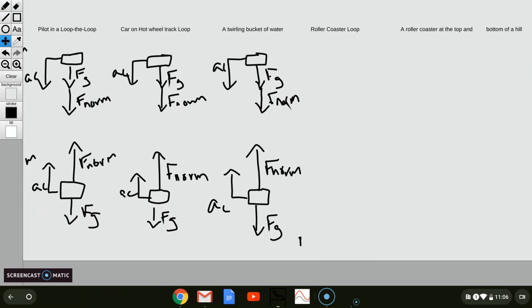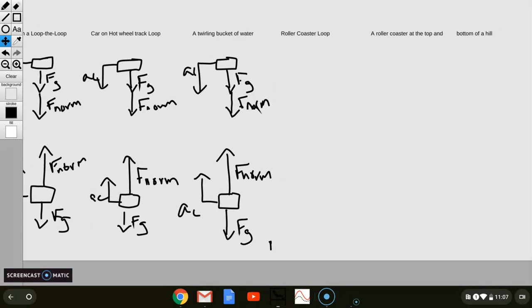All right, we got two more. We've got a roller coaster loop and a roller coaster at the top and bottom of a hill. So if we do the roller coaster loop first, again, it's going through the loop-de-loop. So the top would be here, the bottom would be down here somewhere.